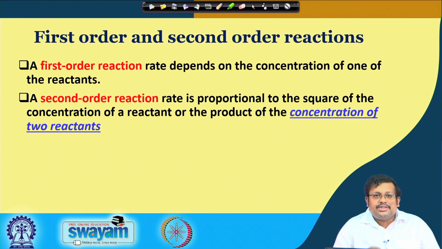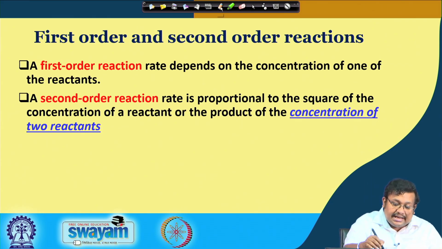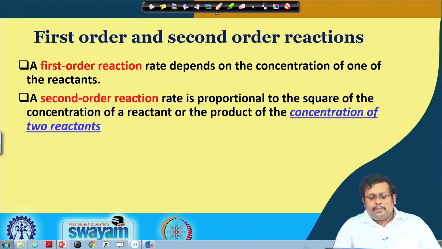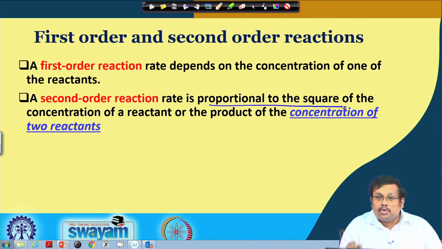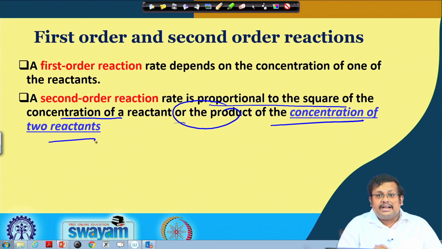So, today we are going to start with the definition as well as the concept of these different order reactions. First we have to learn what is a first order reaction and a second order reaction. Now, in the first order reaction, the reaction rate depends on the concentration of one of the reactants. However, in case of a second order reaction, the rate is proportional to the square of the concentration of a reactant, or to the product of the concentrations of two reactants.